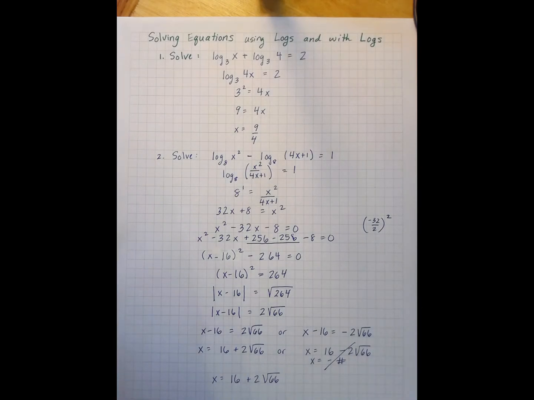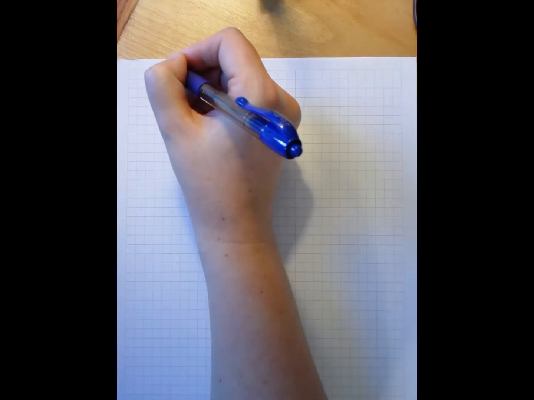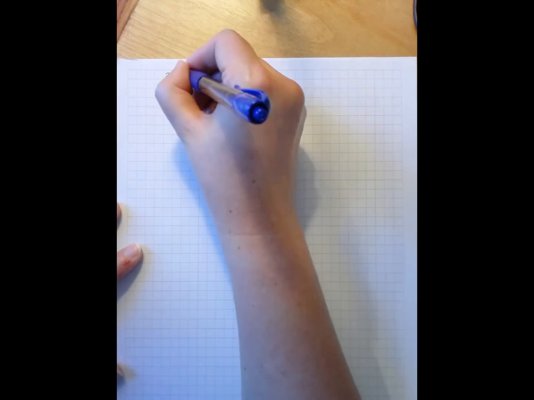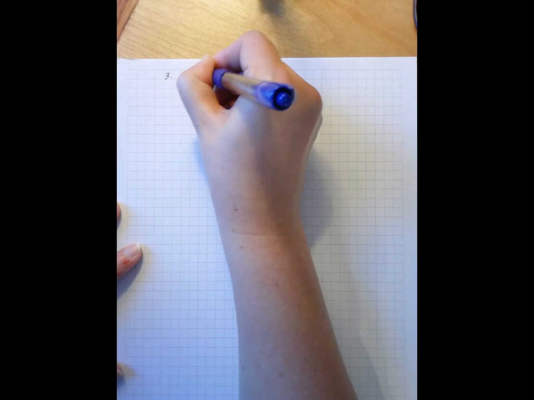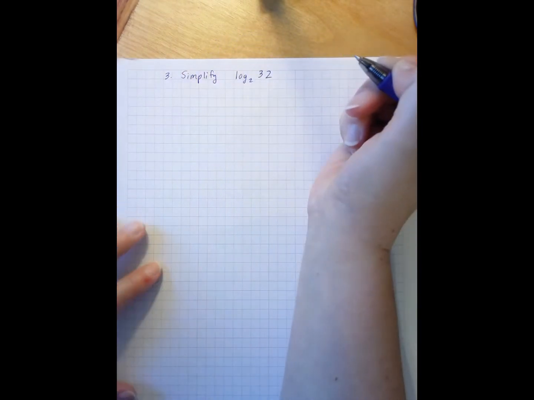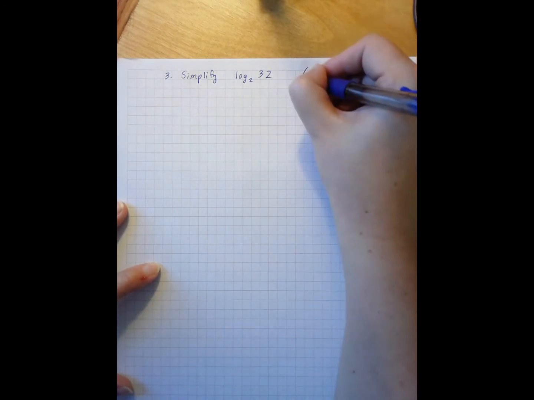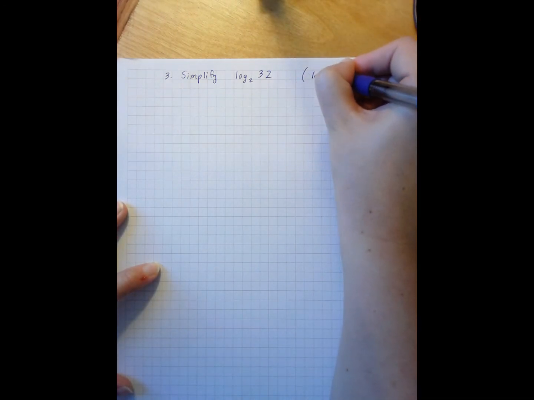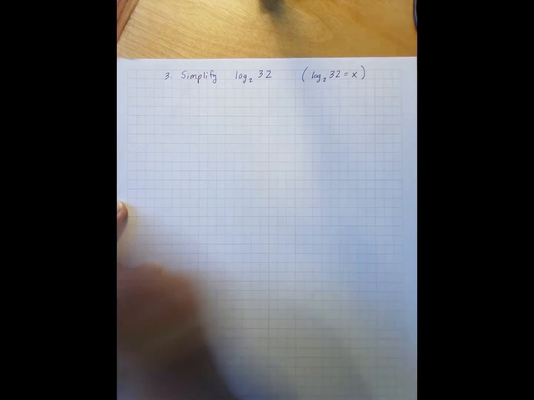2 more examples. The next example, they may give you in several different ways. One possible way this example will look is they'll simply give it to you as simplify log base 2 of 32. They could also write this as log base 2 of 32 equals x and ask you to solve.